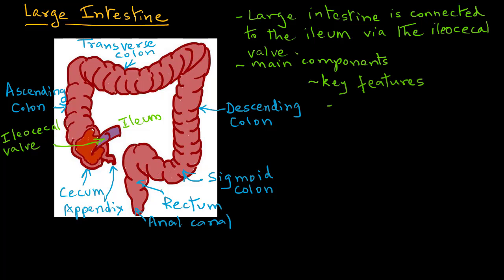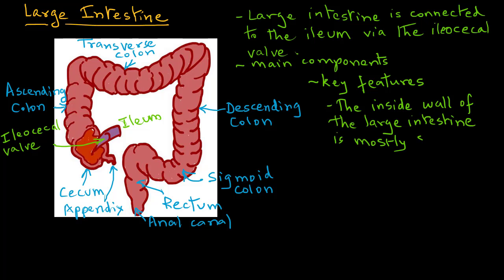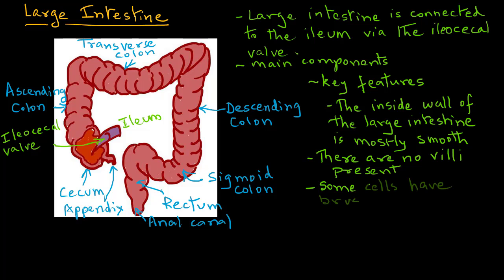The key features that are important in digestion and absorption are the following. The inside wall of the large intestine is mostly smooth in comparison to the small intestine. There are no villi present. There are some cells that have brush borders, and they are the ones that assist in some of the absorption, which we will talk about later in this video.